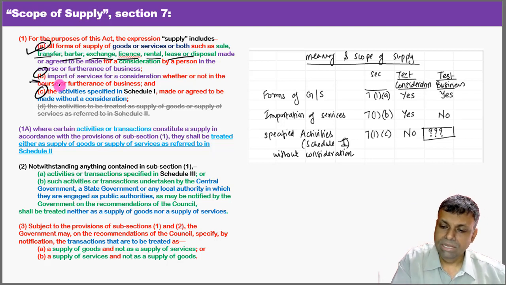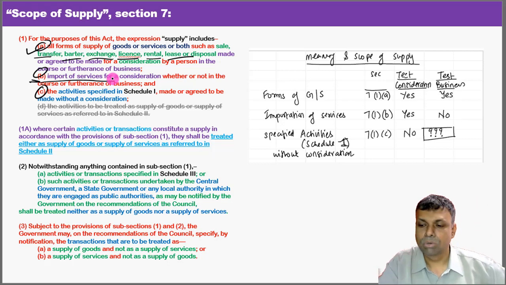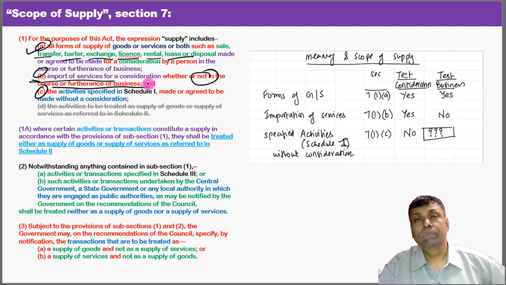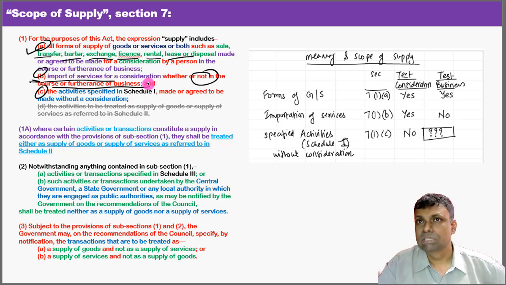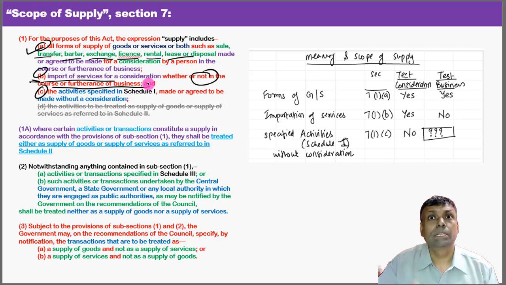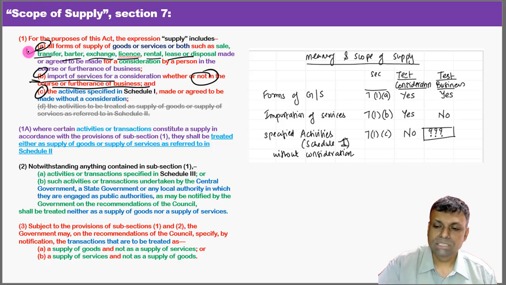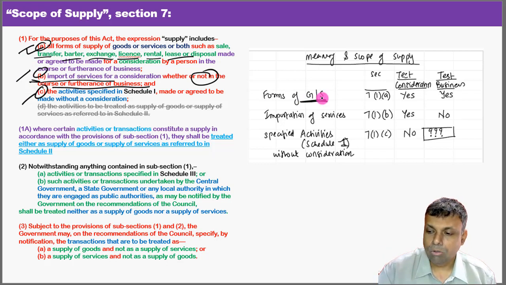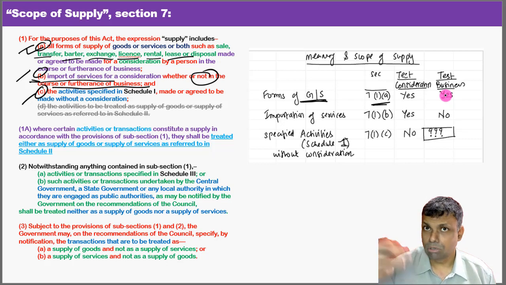When it comes to B, it is import of services, whether or not in the course or furtherance of business. That means the test of furtherance of business is not a relevant test. And this is the place, friends, where a good MCQ can always come. Academically, we convert this 7.1a, b and c into a small table-like format. For example, for all forms of goods and services under 7.1a, the test of consideration and the test of business are the two basic tests which are always applicable.